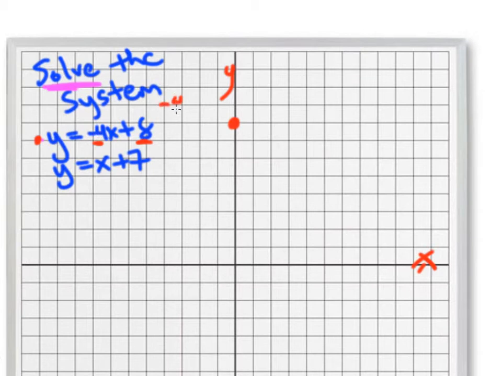And then we're going to move, right? -4. You can write that as -4 over 1. So we're going to go down 4, right 1. Down 4, 1, 2, 3, 4, right 1. Down 4, right 1, etc. You could also go up 4, left 1, so on and so forth. And then we would just draw this guy right here.